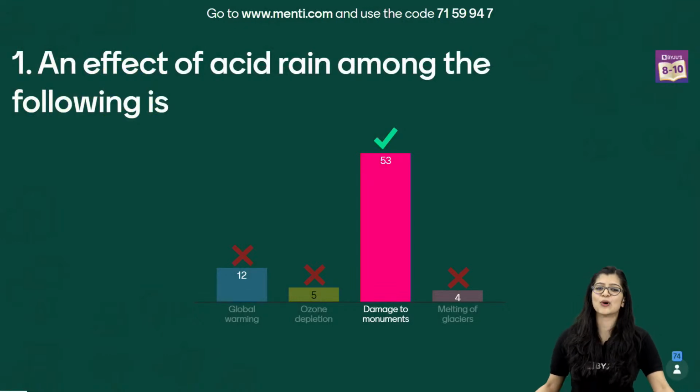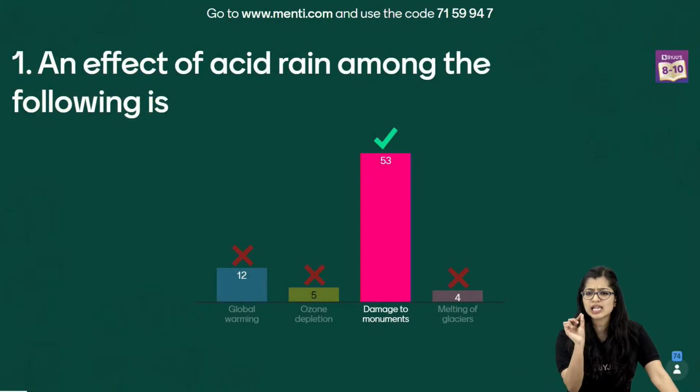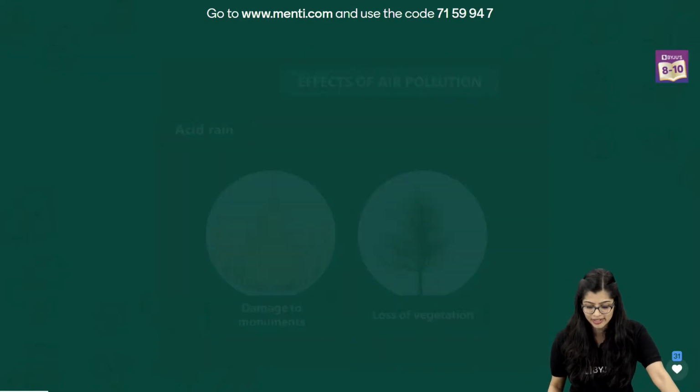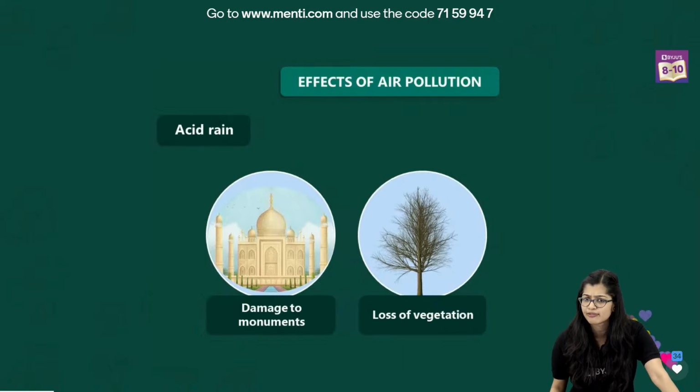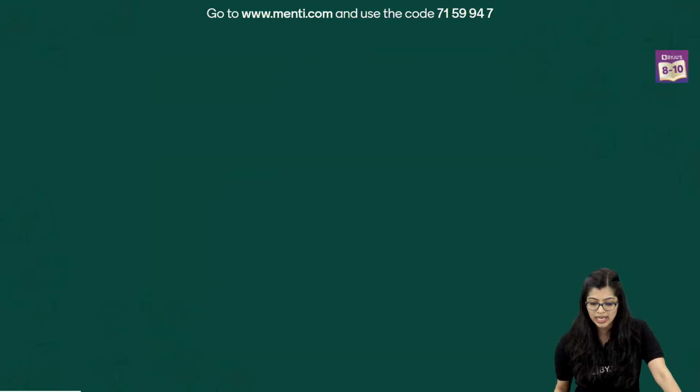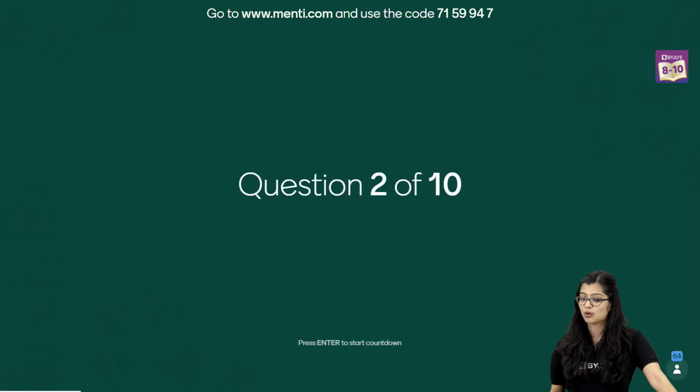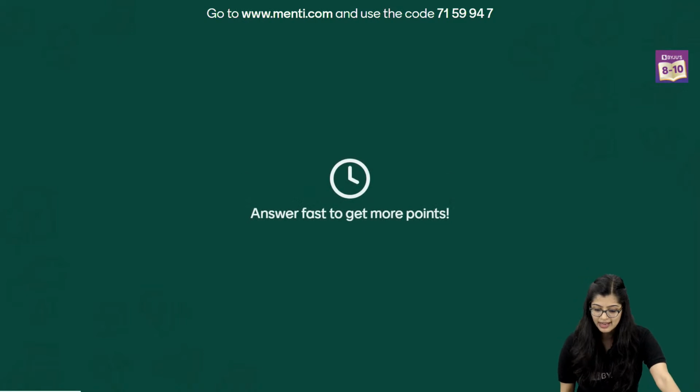Hey guys, so sorry about that. There was a slight technical glitch, but it is sorted. So like we discussed, the effects of acid rain is of course damage to monuments and loss of vegetation. Now let's get moving to the next question that we have, which is the second question here. So let's have a look.